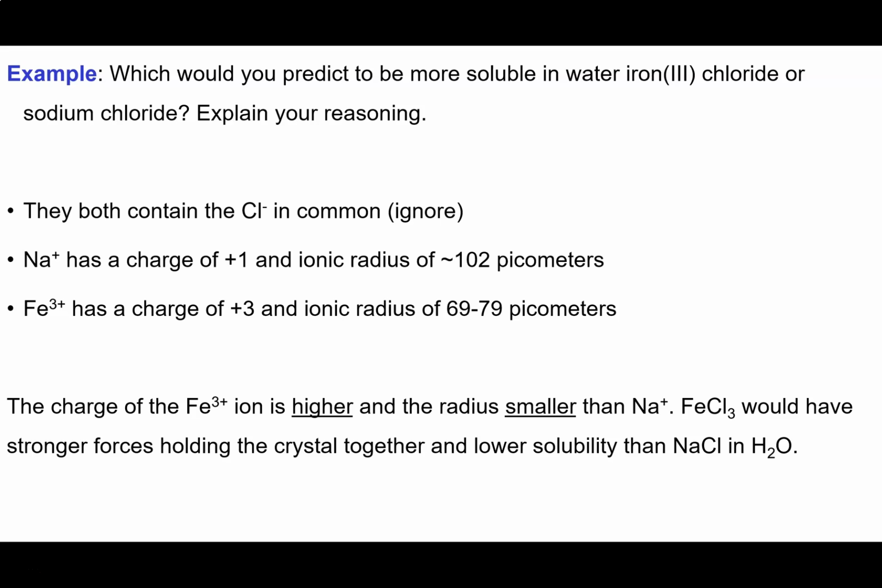Okay, so let's look at an example of how we can put these two rules together. Basically, the weaker the interactions between the ions in the crystal, the more soluble it's going to be in water. The things that lead to weak interactions between the ions are a low charge of the ions and a big radius of the ions, right? They lead to weak interactions, and those things mean that it's going to be more soluble.